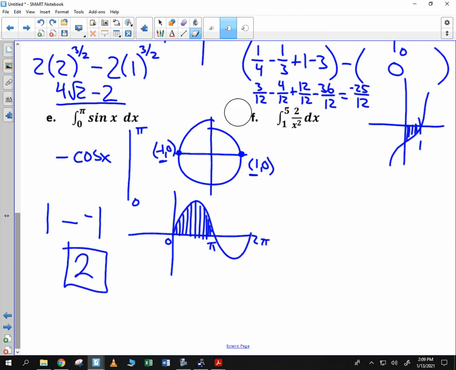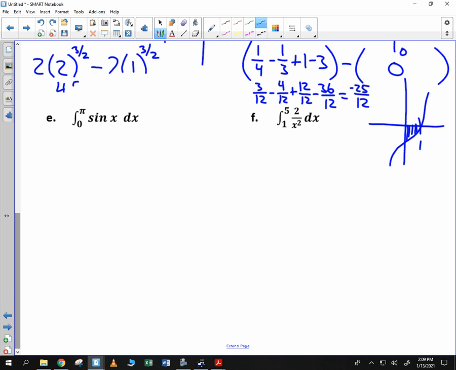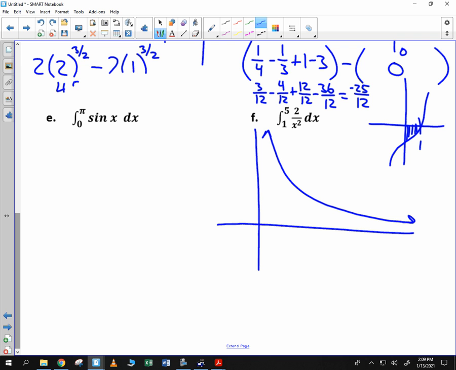Last example, 2 over x squared. I'm looking for the area from 1 to 5. Check it out. Draw it just like so. 2 over x squared looks like that. We're going from positive 1 to positive 5. Looks like the area should be positive.